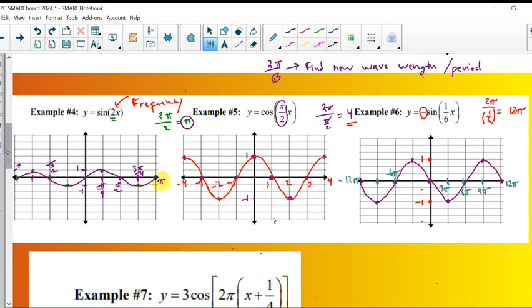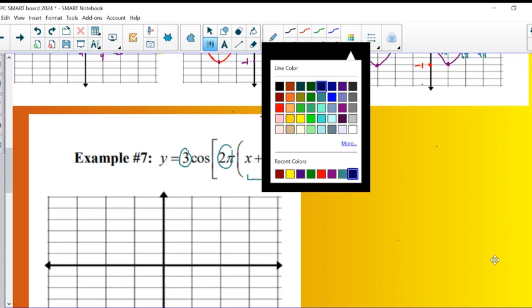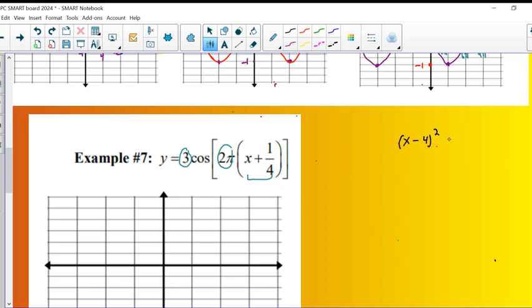Okay, so let's look at what happens if we have lots of things going on. We already know the 3 affects the amplitude. We know 2 pi is going to affect the period. So this x plus 1/4, it's sort of like when you're graphing quadratics. If you had (x minus 4) squared plus 3, and I asked you to graph that, you would say, I would move this to the right 4, 1, 2, 3, 4, and up 3, and there's where the vertex would go, and I draw my parabola. So what's inside with the x is a phase shift, moving things left and right. Well, that's exactly what this is going to do.